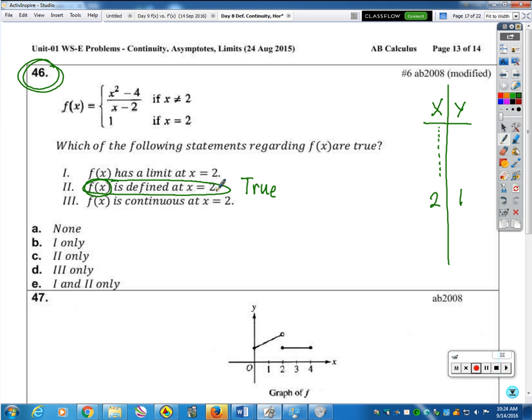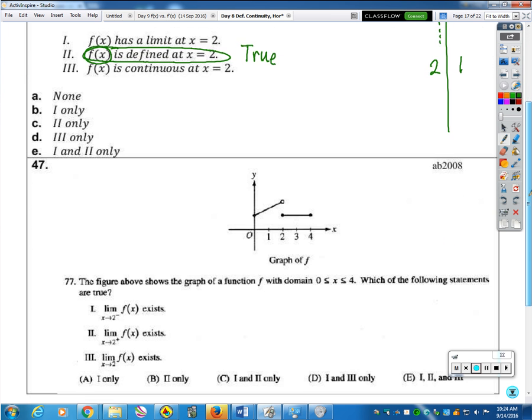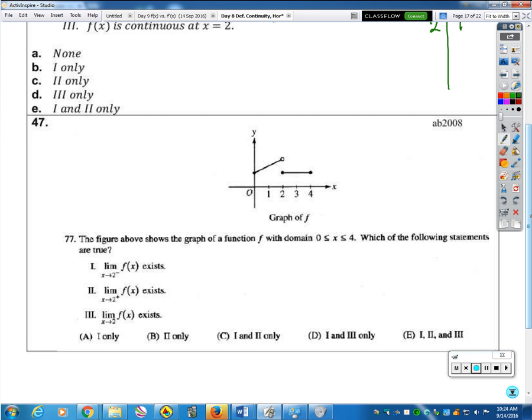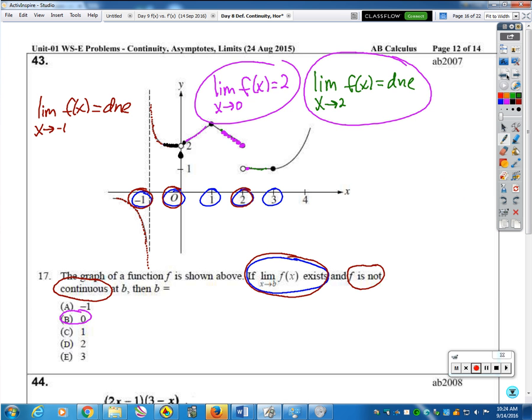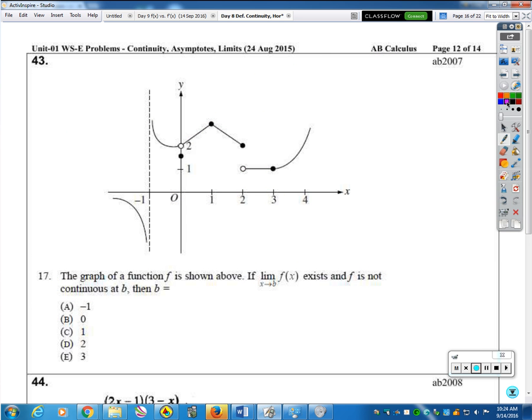47. Come back to 43, perhaps. We're going to do 43 instead of 47 because it's a better problem. Once again, the AP test writers are good at testing you on multiple concepts from one problem. To solve this problem, you must know what this means: the limit as x approaches b exists. You must also know what it means for a function to be not continuous at b.